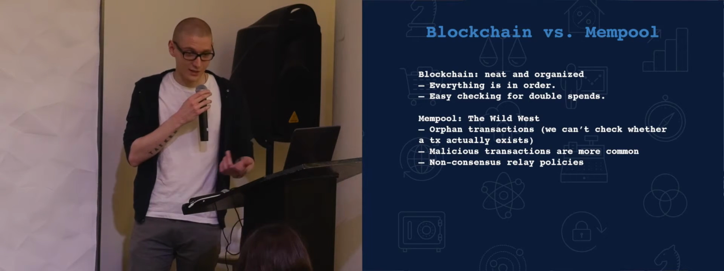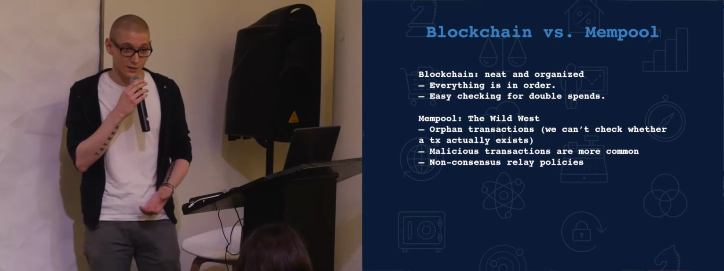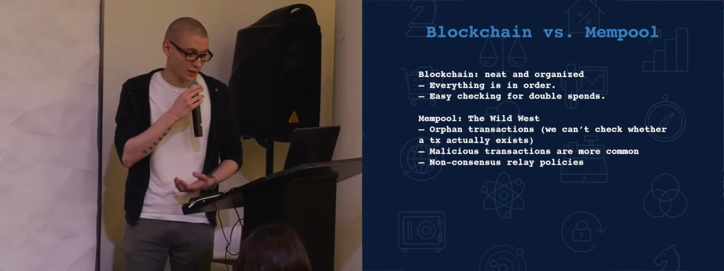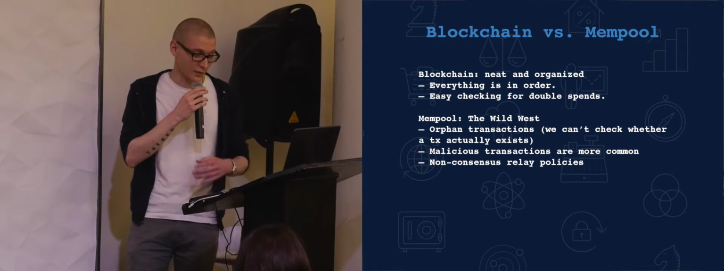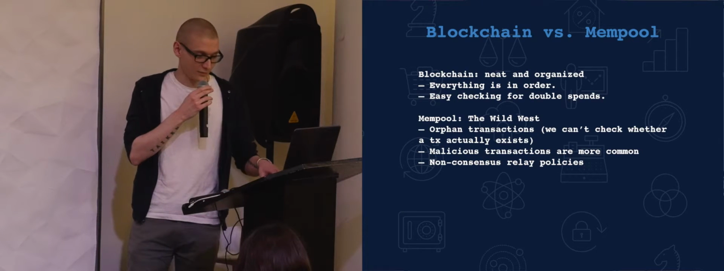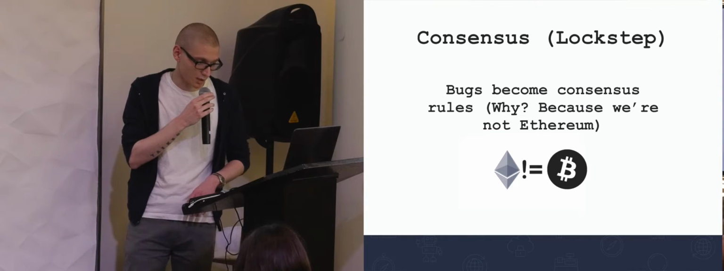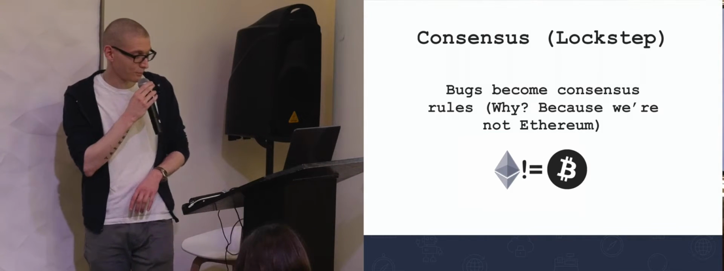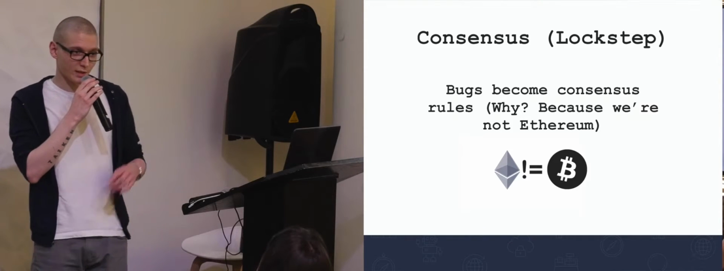And then the next thing that's hard about the mempool is these transaction relay policies. Like I said, they're not consensus rules, so you're allowed to get them wrong, but they're still very hard to implement. They're very tricky, and because they're stricter than consensus rules, they're easier to get wrong. So consensus, like Satoshi said, lockstep. So in Bitcoin, bugs become consensus rules, and that's because we're not Ethereum.